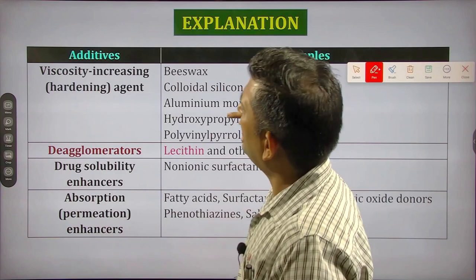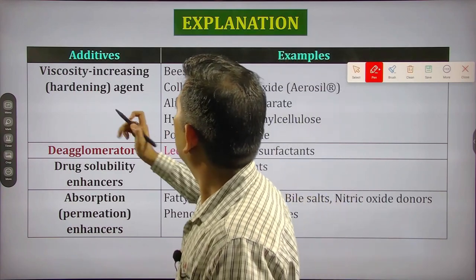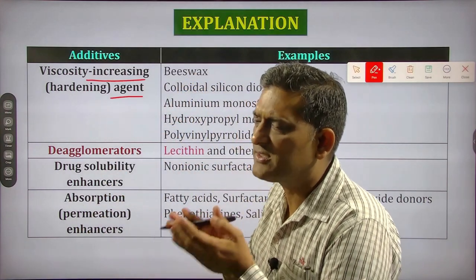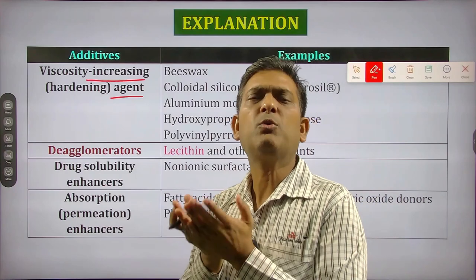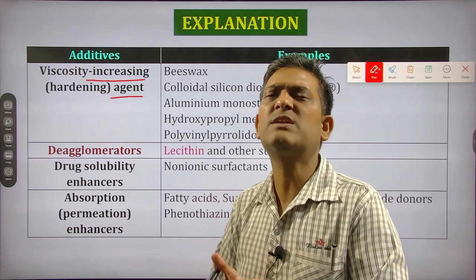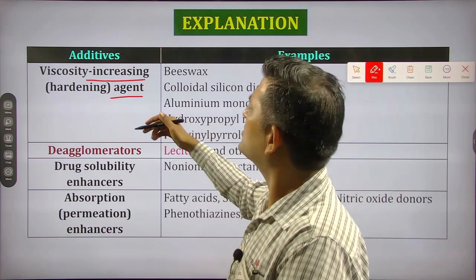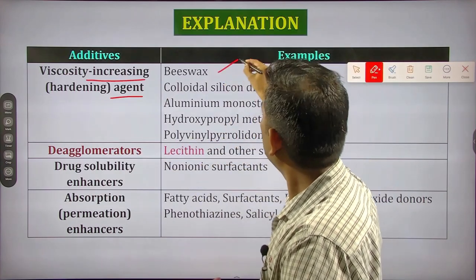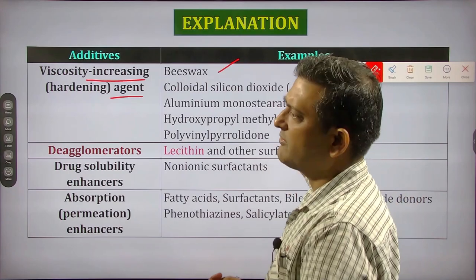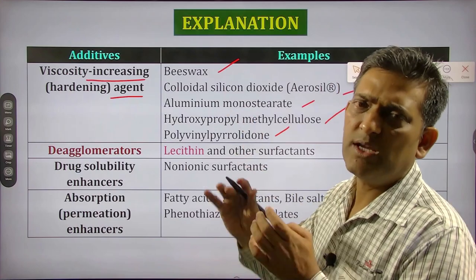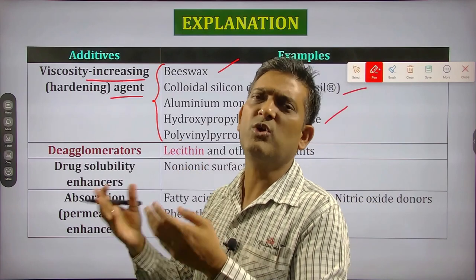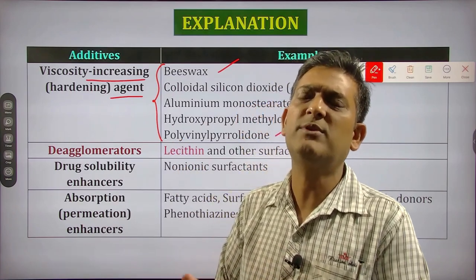You see, various additives are used for increasing the viscosity. Suppose there are some preparations and you are using some viscosity modifiers. What is the role of a viscosity modifier? It will modify or enhance the viscosity value. In the same way, we have viscosity modifiers like beeswax, colloidal silica, that is aerosil, aluminium monostearate, polyvinylpyrrolidone, hydroxypropyl methyl cellulose. These are different types of polymers being used. Their role as viscosity modifiers is to enhance the viscosity value of the formulation.